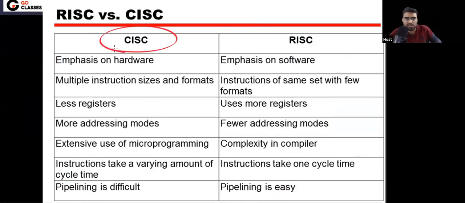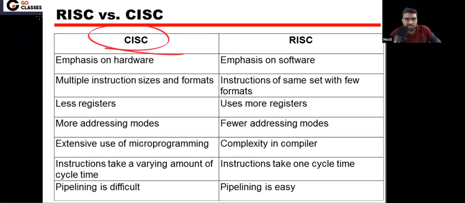Anyway, you can see CISC versus RISC. In the CISC, emphasis on the hardware. In the RISC, emphasis on the software. In the CISC, multiple instruction sizes. That we will see, don't worry. You can see in the CISC, you have fewer registers. In the RISC, you have more registers.